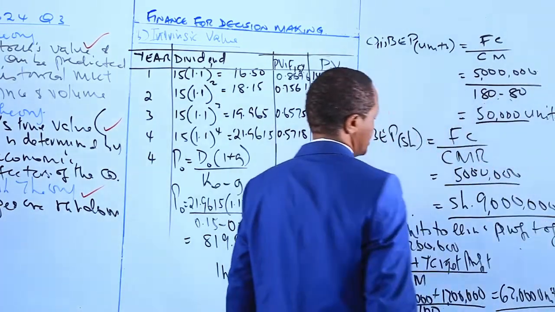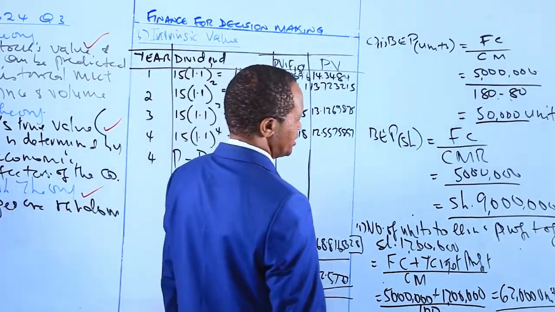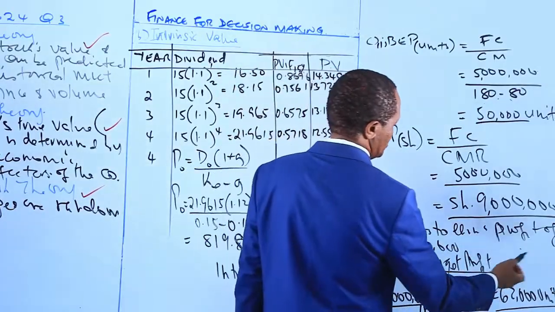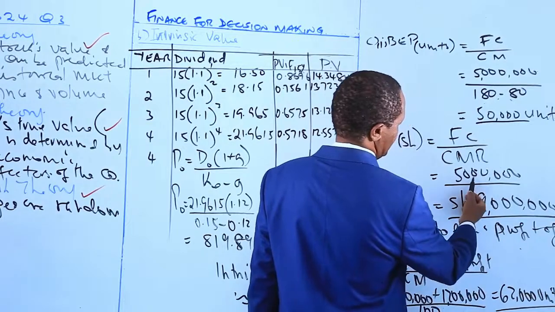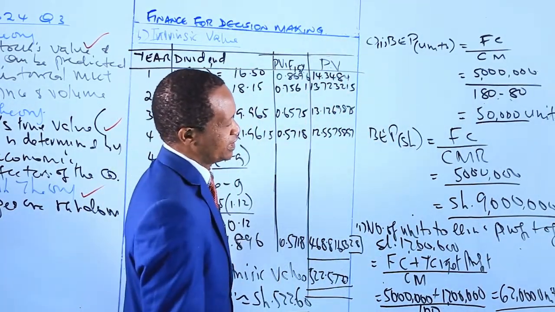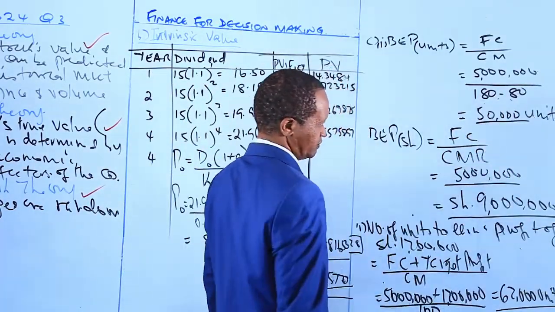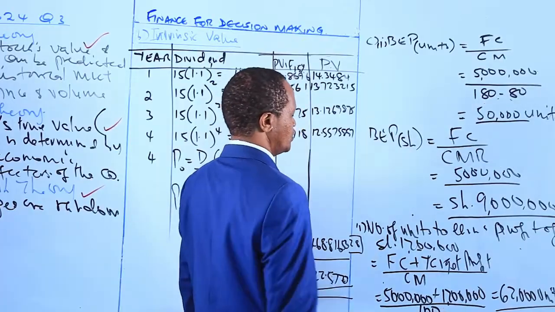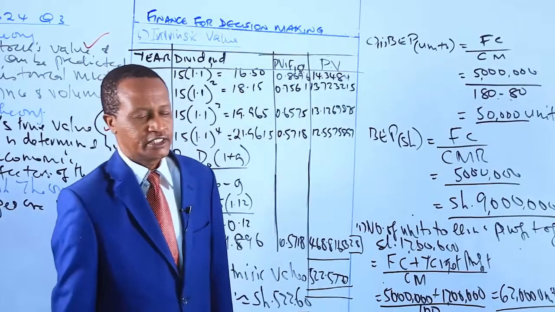So if the company intends to earn a profit of 1.2 million, then the company must produce 62,000 units. And you can see 62,000 units is greater than the 50,000 units at break-even point. So profit is made after 50,000 units. At 50,000 units, there is no profit. If the company is to make a profit of 1.2 million, then the company has to produce 62,000 units. That is the meaning.